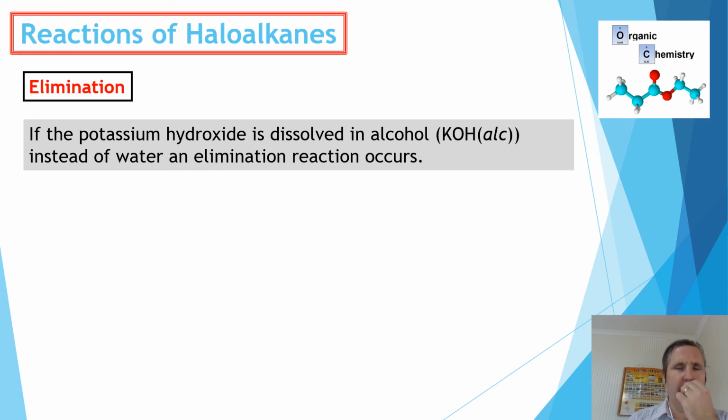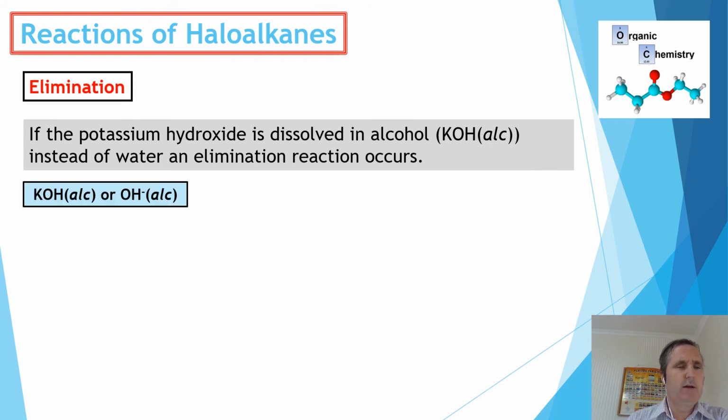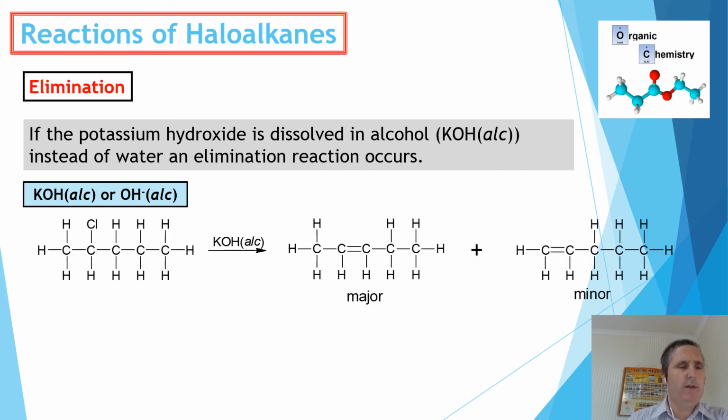An easy way to remember this and not get confused is if you have potassium hydroxide dissolved in alcohol, you can't produce the alcohol. You can't produce the one it's dissolved in. So it's potassium hydroxide dissolved in alcohol, and instead of doing a substitution, it does an elimination reaction. What that means is it's going to eliminate the chlorine. It's going to take away that halogen group, or if it's a bromine or iodine, and the adjacent hydrogen.